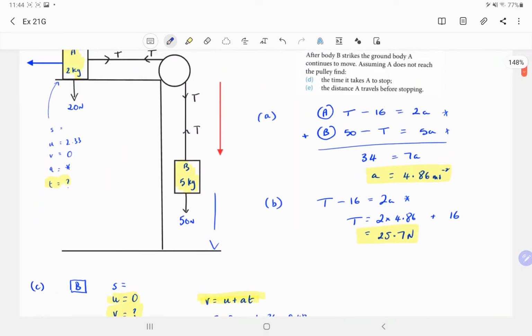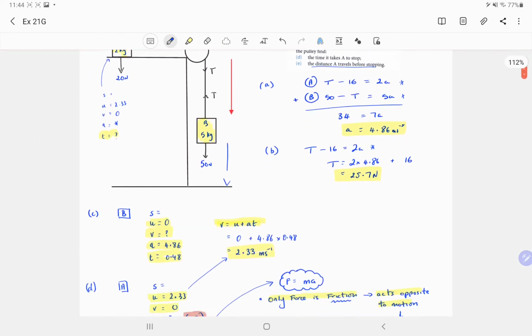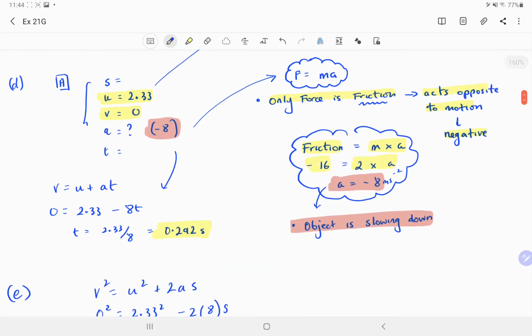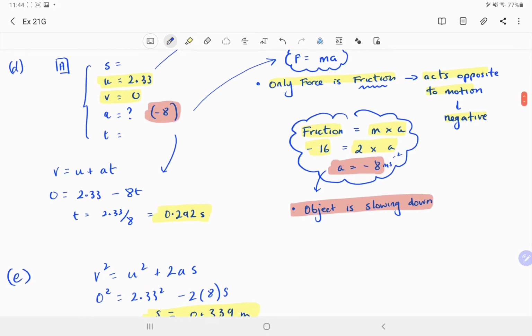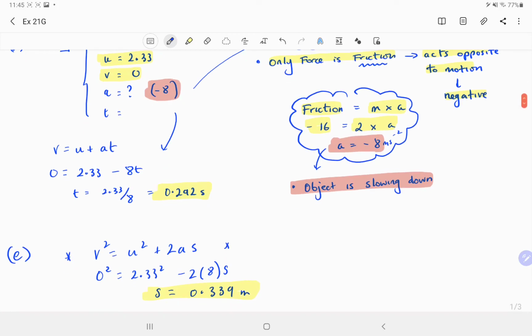Part E, we're asked for the distance that A travels before stopping, so we're just using the same information. Using the same suvat for object A, but now we're looking at S. So we have U, V, A, and T. We're looking for S. So what I've used is V squared equals U squared plus 2AS, and then rearrange to find S.